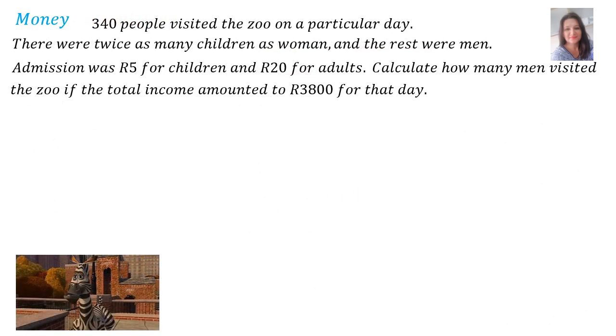Let's look at a word problem on money. 340 people visited the zoo on a particular day. There were twice as many children as women, and the rest were men. Admission was 5 Rand for children and 20 Rand for adults. Calculate how many men visited the zoo if the total income amounted to 3,800 Rand for that day.